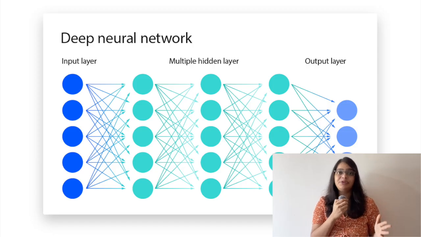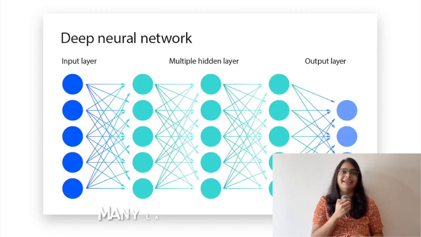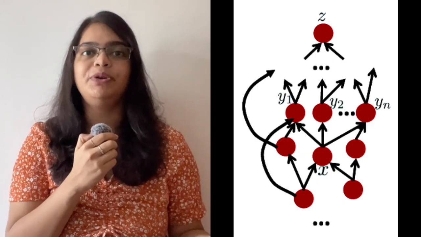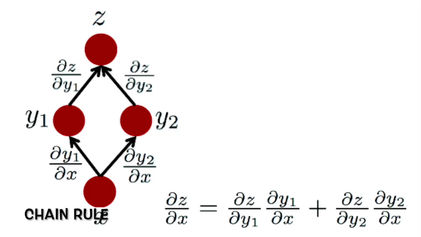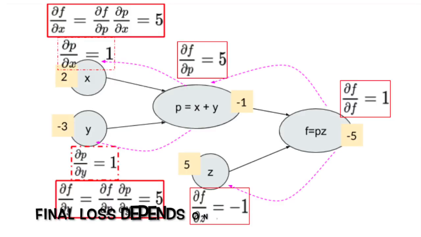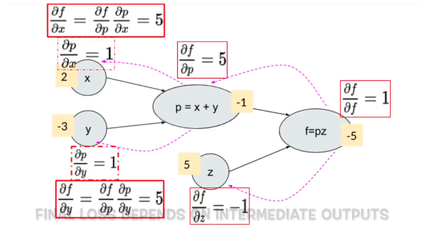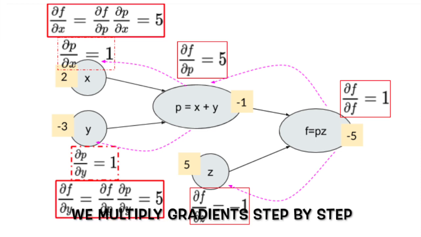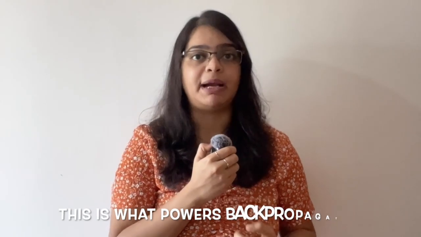But neural networks are not one step. They are many layers stacked together. So how do you compute gradients? We use the chain rule. This means the final loss depends on the intermediate output, which depends on the weight, so we multiply gradients step by step. This is what powers backpropagation.